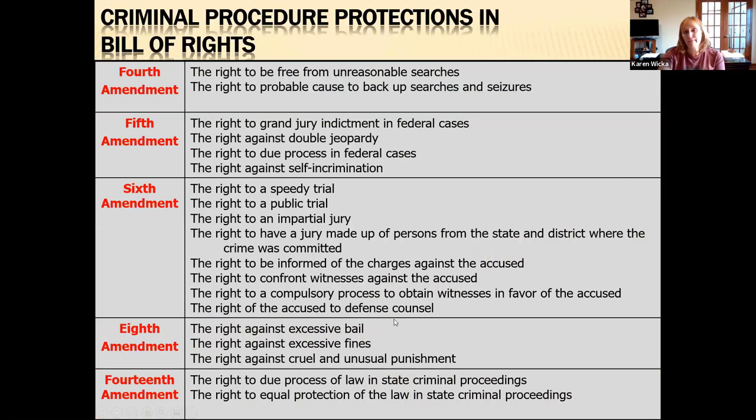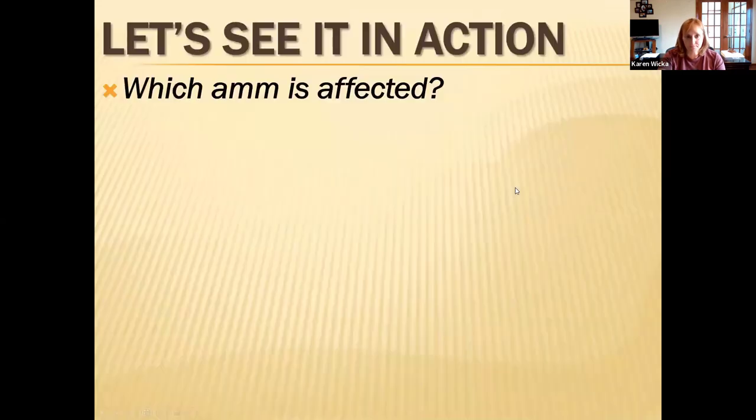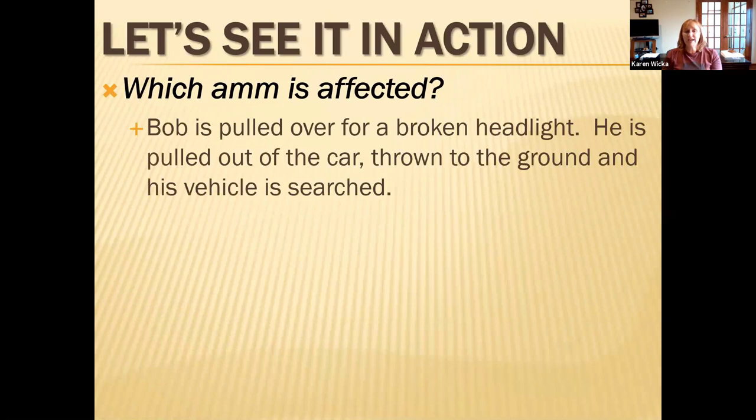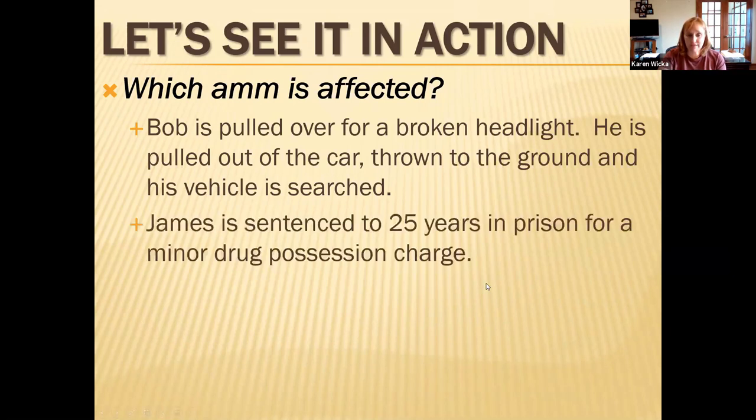So the ones we're going to look at the most are the 4th, 5th, 6th, 8th, and 14th Amendments. Okay, so you need to know what those are, because those are the ones we're going to go over and over throughout the class and really be talking about the most, because they're the ones that deal with criminal procedure law the most. So when you think about it, you would say, Bob is pulled over for a broken headlight. He is pulled out of the car, thrown to the ground, and his vehicle is searched. So we have police procedure, criminal procedure. We have to decide, does that violate any of our Bill of Rights or amendments to our Constitution? And you could say that clearly violates our 4th Amendment.